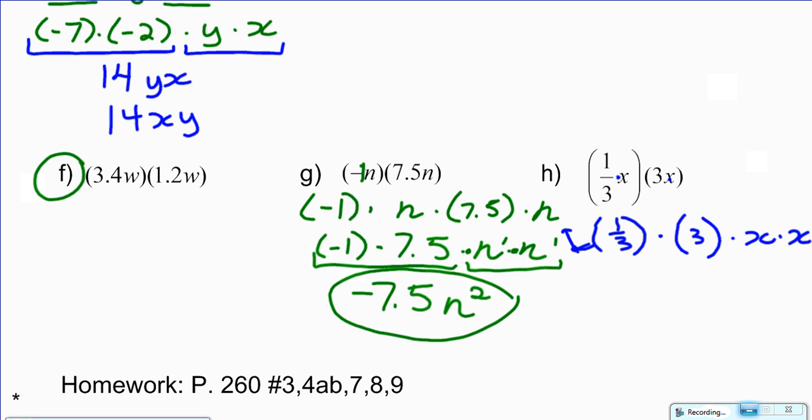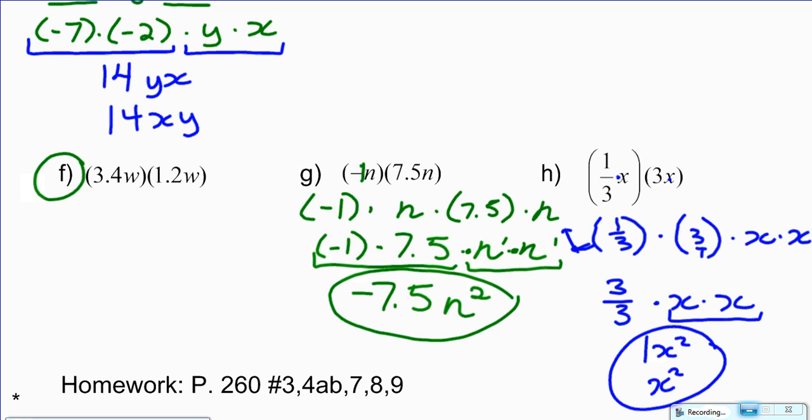So 1/3 times 3, we're thinking of it like 3/1. That ends up giving us 3/3, right? 1 numerator times numerator, denominator times denominator, times x times x. 3/3, that's just 1. And x times x, same base, we can add the exponents, so 1x squared. So we could just say x squared or 1x squared. Or either of those will work.